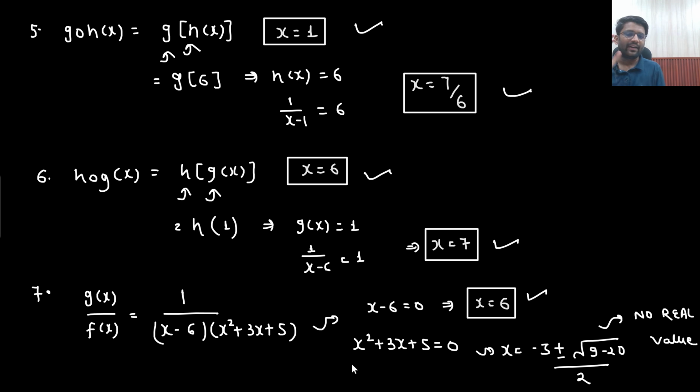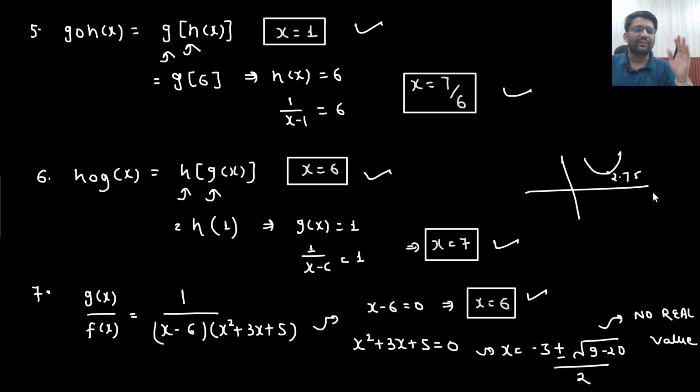I mean, this part will never create any problem. Only this one will create a problem. We have drawn the graph of this part as well. The values were always greater than 2.75. That means this will never become 0 actually. x square plus 3x plus 5 will never become 0. The values will always be greater than 0.